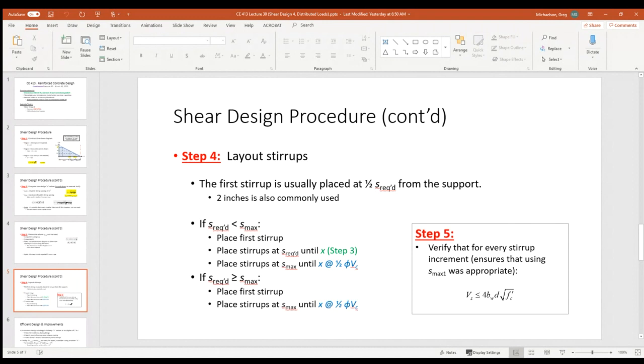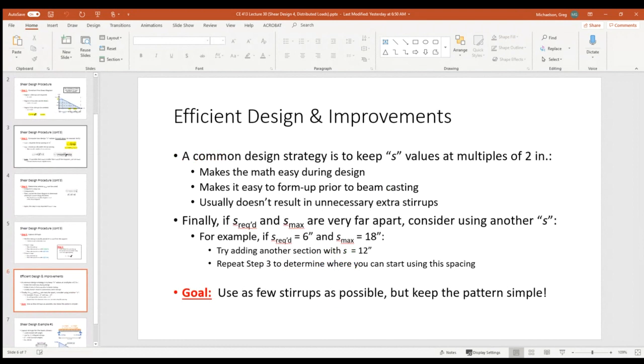It's pretty simple. The only other point I would make is a common design strategy is to keep your S values at multiples of 2 inches. So whenever you're designing, use S equals 2 inches or 4 inches or 6 inches or 8 inches. The reason folks do that is it makes the math pretty easy when you're designing, because it's simple to figure out the multiples and the increments, since everything's in multiples of 2, 4, 6, and 8.